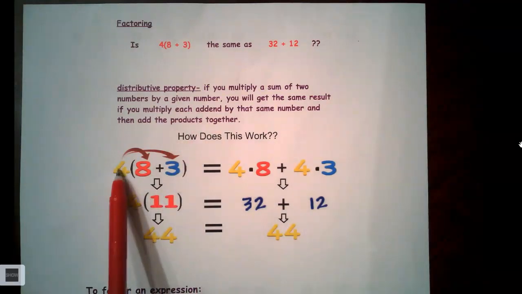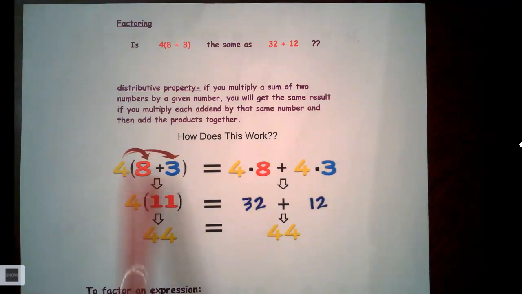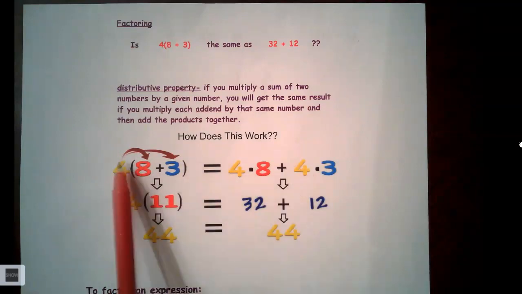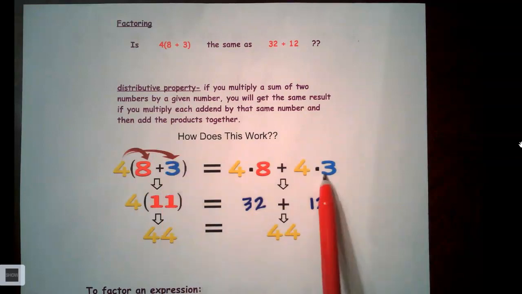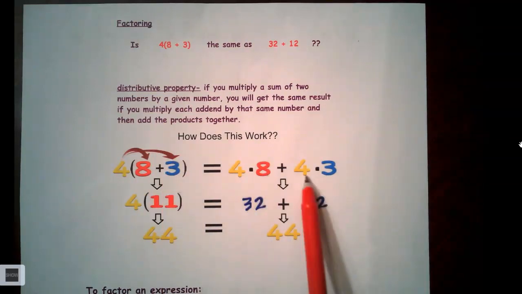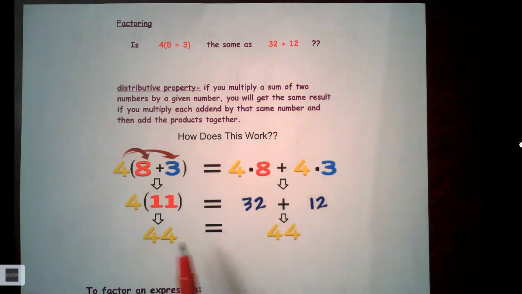We are going to distribute, or give out, this 4 to everything on the inside. There are two terms in here. So we're going to do 4 times 8, and there's a plus sign, and then we're going to do 4 times 3. 4 times 8 is 32. 4 times 3 is 12. There's a plus sign. 32 plus 12 is 44. This shows how the distributive property is true and works.